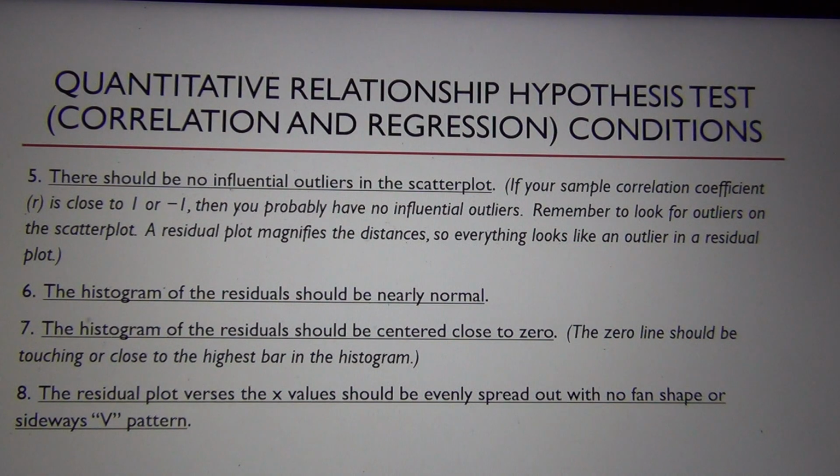One thing to keep in mind, the residual plot is a magnifying glass. Everything looks like an outlier in a residual plot. So don't look for outliers in the residual plot. Look for outliers in the actual scatter plot. Obviously, we said already that the histogram of the residuals should be nearly normal, and it should be centered close to 0. And we should not see a fan shape or a sideways V pattern in the residual plot versus X values. Again, it should be evenly spread out.